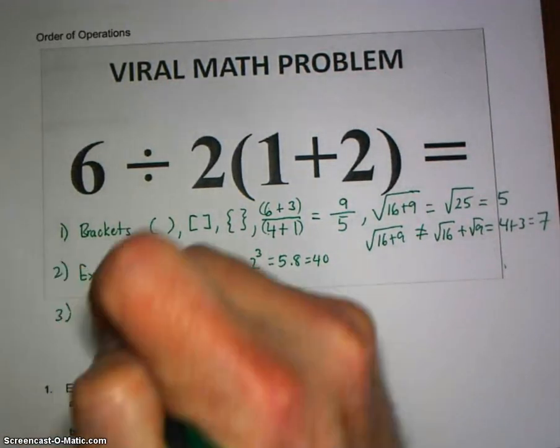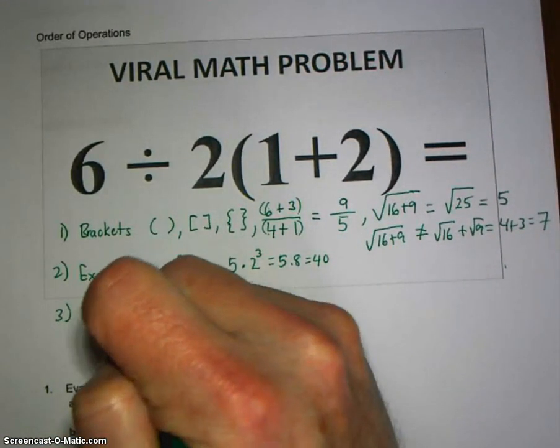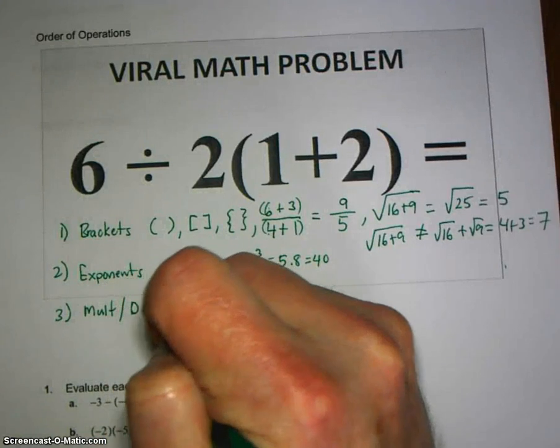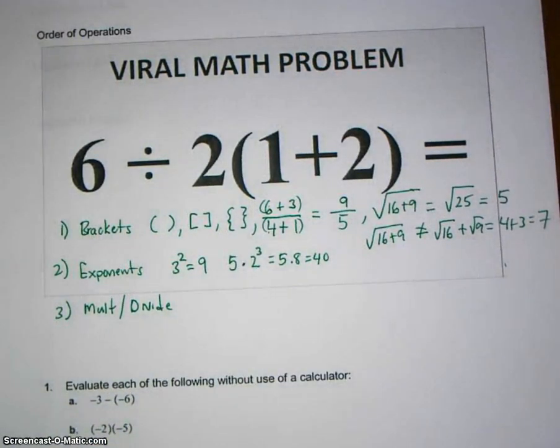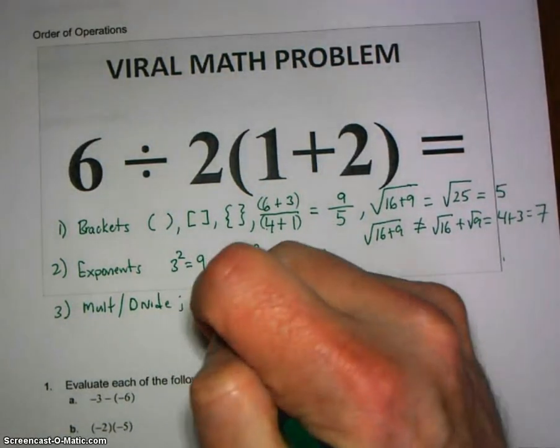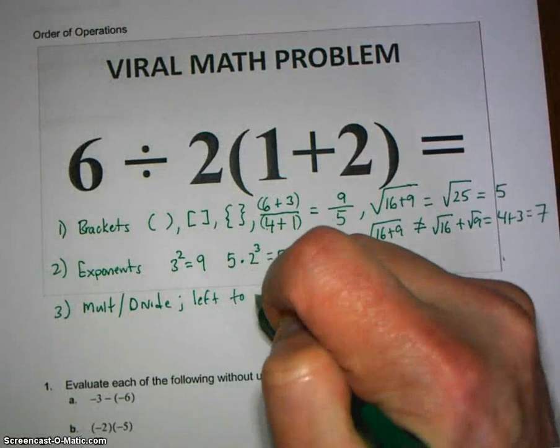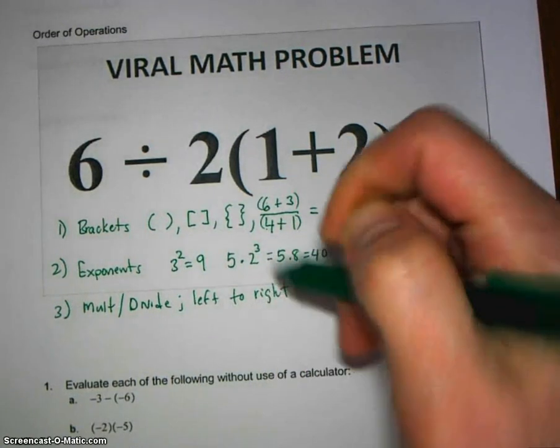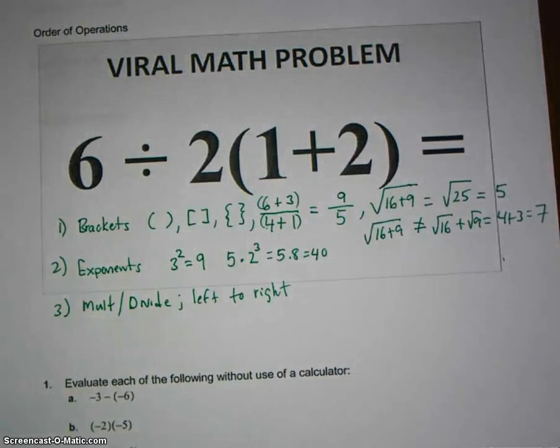What comes next is multiply and divide. And this is where a lot of people make a mistake. Multiply does not come first. Divide does not come first. With these two, you work left to right. So if a divide sign comes before a multiply sign, you do the divide first. Conversely, if the multiply sign comes first, you do the multiply.